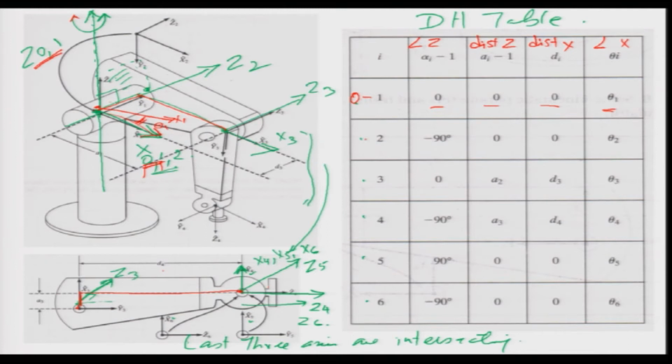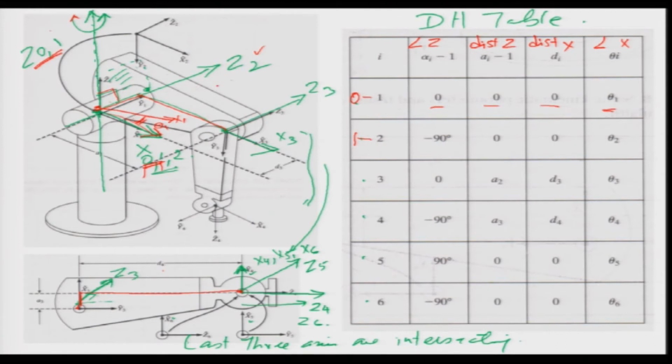Now, the second row is the relation between the second axis and the first axis. Where is the second axis? The second axis origin and the first axis origin are the same, so they are at this point, but there is an angle between Z2 and Z1. Z2 is here and Z1 is there, so there is an angle of 90 degrees between them. So, the angle between the Z axes, which is alpha, is 90 degrees. If you imagine Z1 pointing in this direction, it rotated by 90 degrees clockwise about the x axis and became Z2.